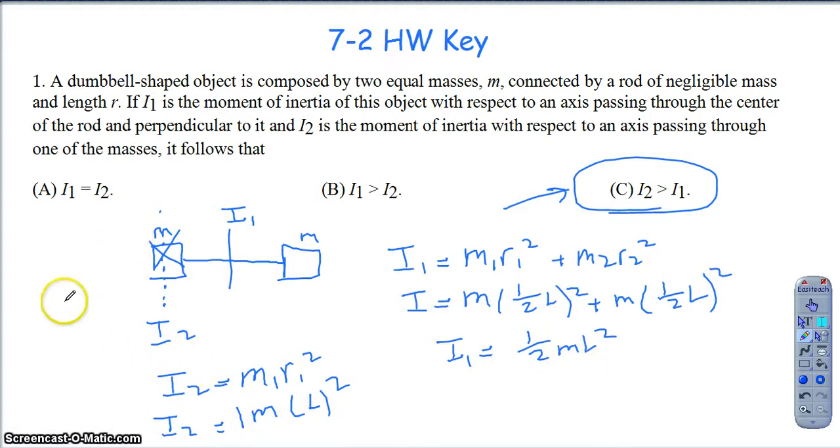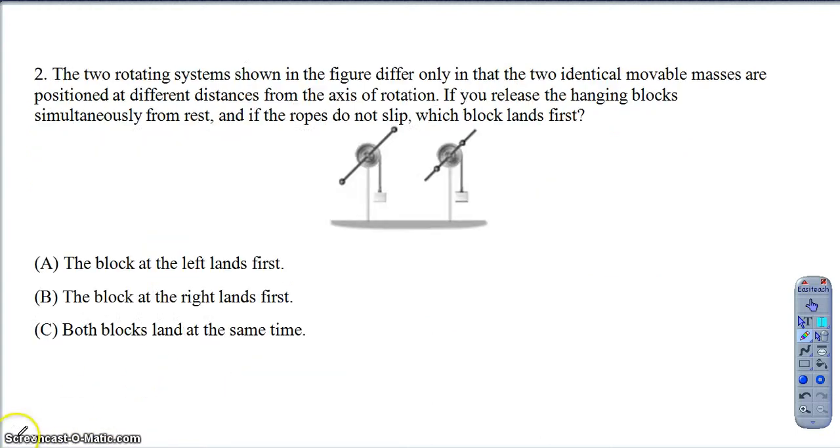So hopefully you were comfortable in general, but if you did want to see the mathematics, there's the math that supports that. So example 2, we've got two rotating systems here. They have the same mass attached to them, which is very important because if it has the same hanging mass, then I know I have the same force of gravity pulling down, and ultimately then I'll have the same torque, right? Since I have the same force of gravity, I'll have the same torque pulling downward on those two systems.